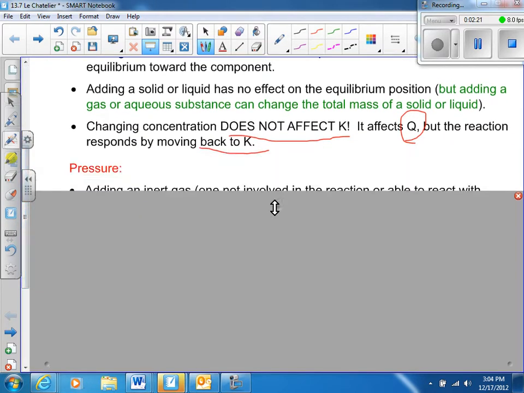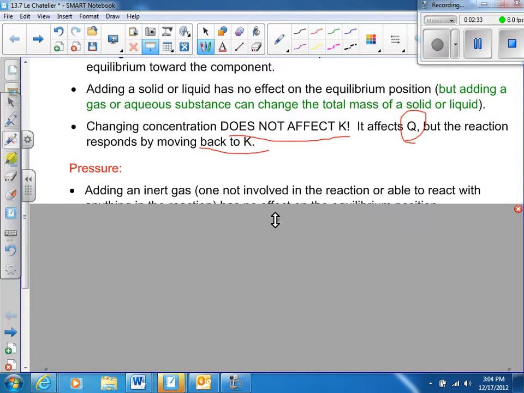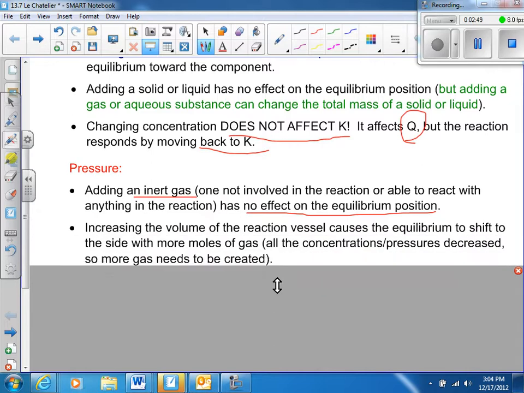All right, moving forward. Pressure. Changing pressure. Well, if you add reactants or products, changing pressure is like changing concentration because you're adding more of a reactant or a product. However, if you add an inert gas, that's a gas that's not a reactant or a product and doesn't react with a reactant or product, and there's no effect on the equilibrium position.